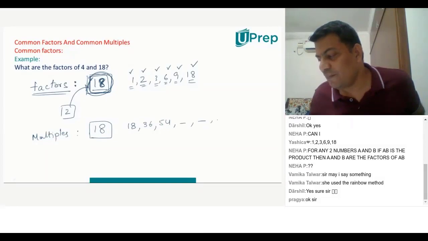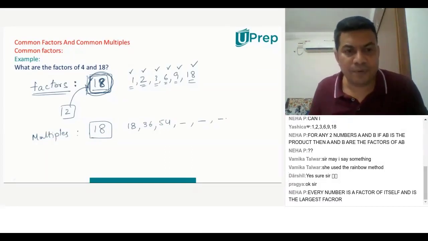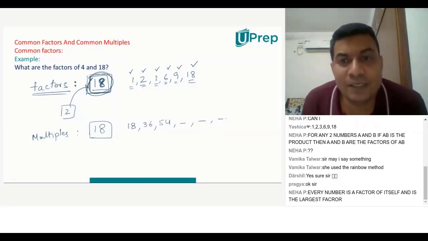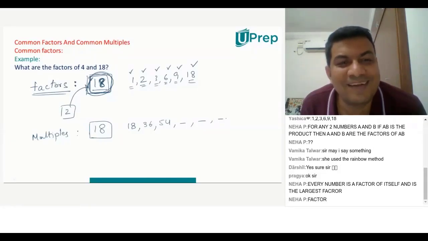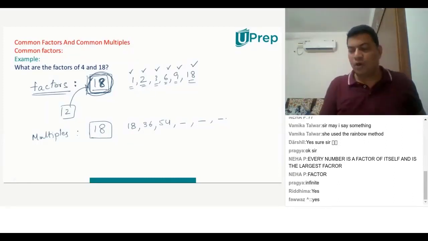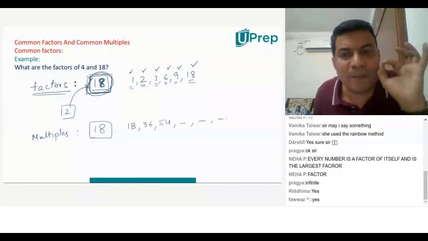These are multiples. Sir, are multiples finite? No, multiples are infinite. Sorry, multiples are infinite and factors are finite. Yes, factors are finite, multiples are infinite. So that's a very basic difference between factors and multiples.